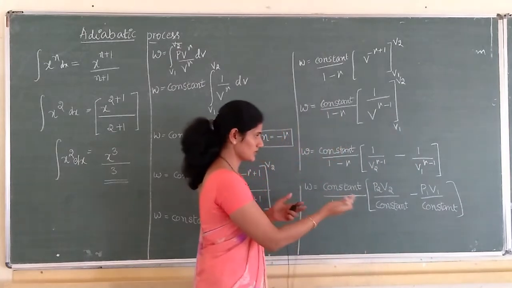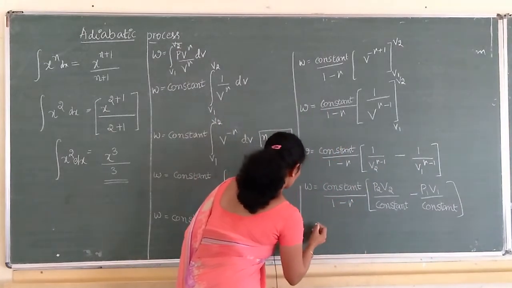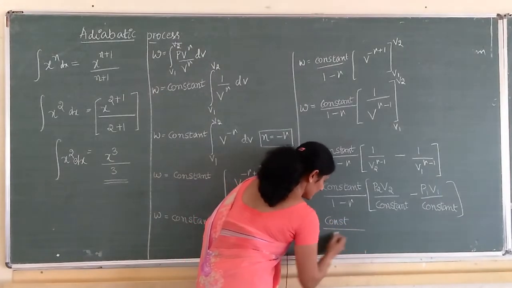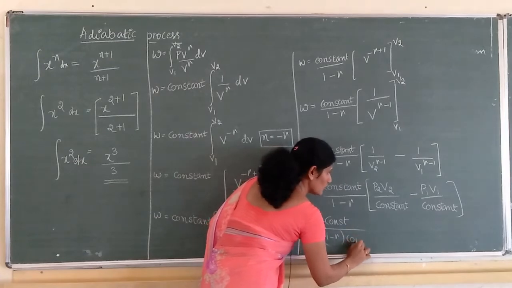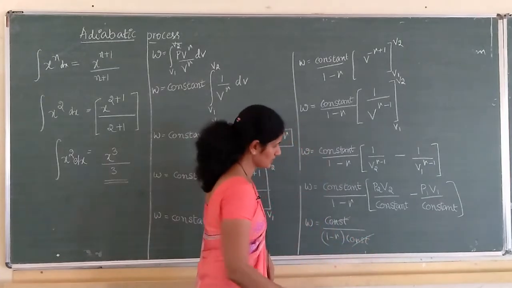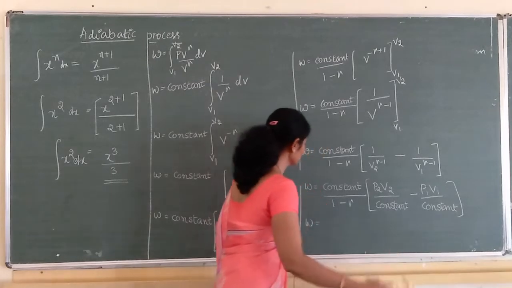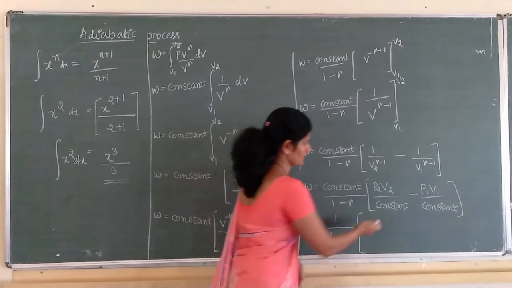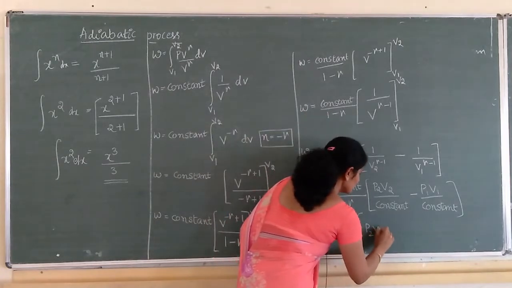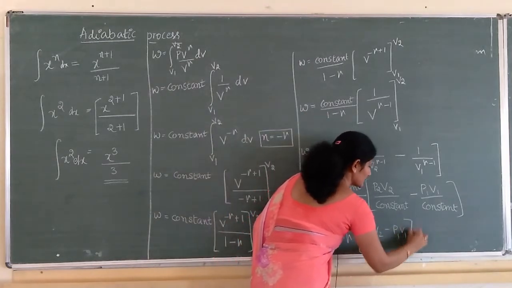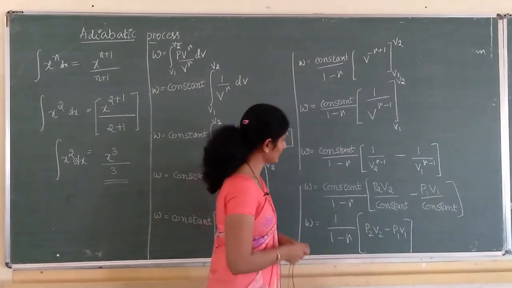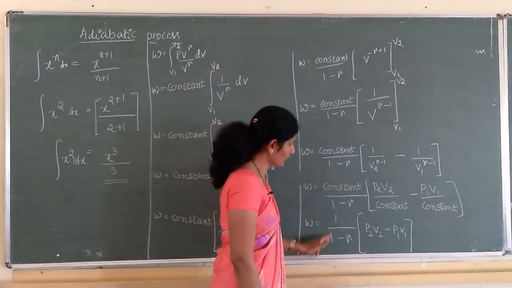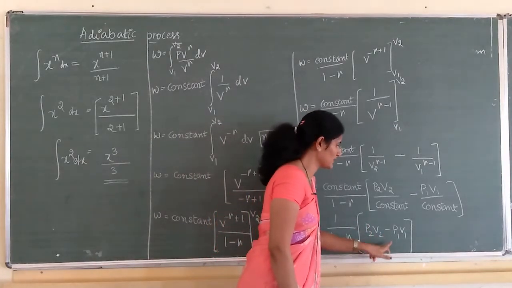Again we have constant, so take that constant outside the square bracket. So W is equal to constant divided by 1 minus gamma into constant. So the constant cancels, we get 1 by 1 minus gamma into p2 v2 minus p1 v1. We have taken this constant outside the square bracket, and this constant, they cancel each other. So we get 1 by 1 minus gamma into p2 v2 minus p1 v1.